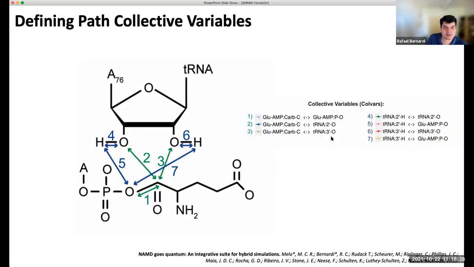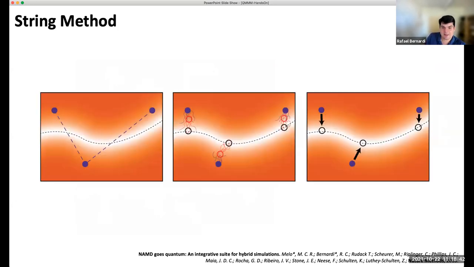So when you do that, you're going to see the distance between this glutamine carbon and this other oxygen, and this carbon to this other oxygen. You're going to see what the distance is during the SMD simulation. Then you're going to divide that in space. You have your initial position, this is your final one, and you have intermediates from the SMD, and you're going to use those to launch simulations from there.